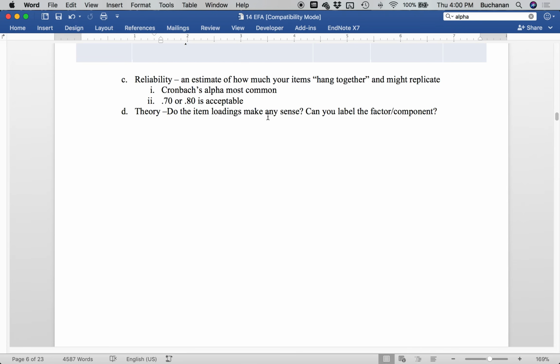Another thing that I can look at is theory. Do the item loadings even make any sense? Can I tell you what this factor is? By looking at the questions that hang out together, can we label them?